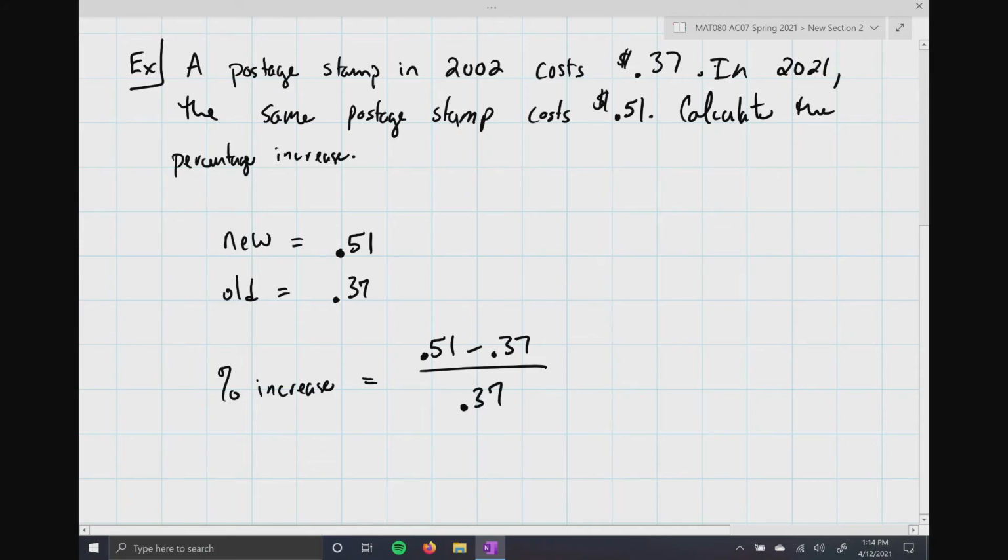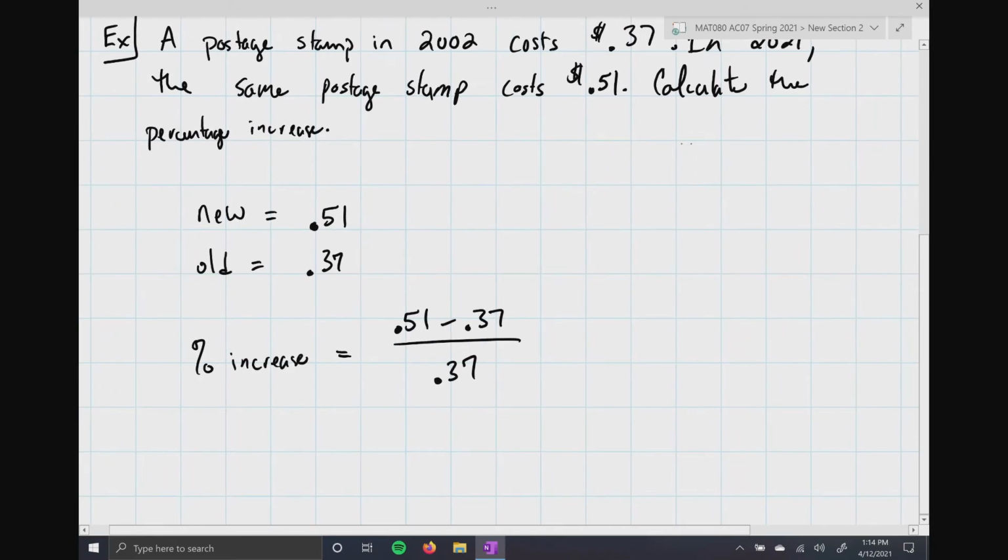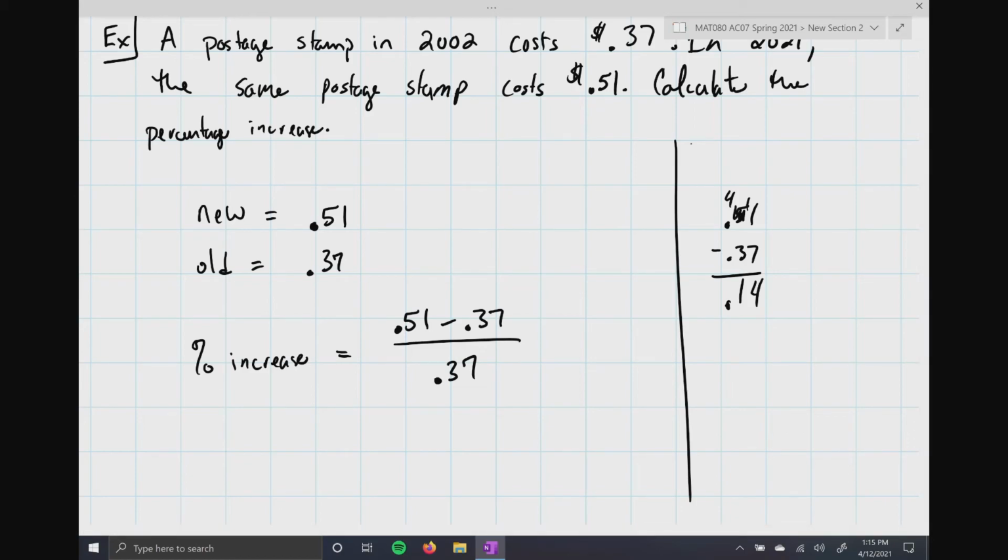Okay? So off to the right, I'll do my work. 0.51 minus 0.37, I have to borrow. 11 minus 7 is 4. And 4 minus 3 is 1. So it's gone up 14 cents. But the question becomes, is that a big increase in price? Like, what's the percentage increase on that? So what I have to do is take 0.14 and divide it by 0.37, and that's going to give me that percentage increase.